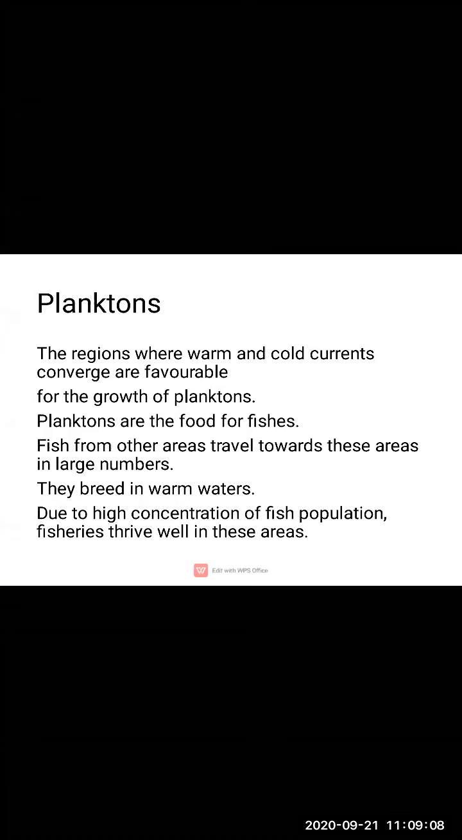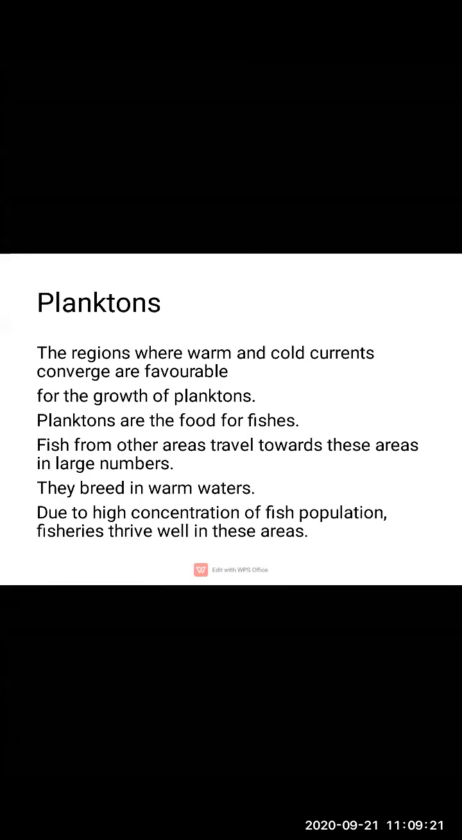The region where warm and cold currents converge or meet is favorable for the growth of plankton. Now, what are planktons? Planktons are food for fishes. Like I have told you previously.